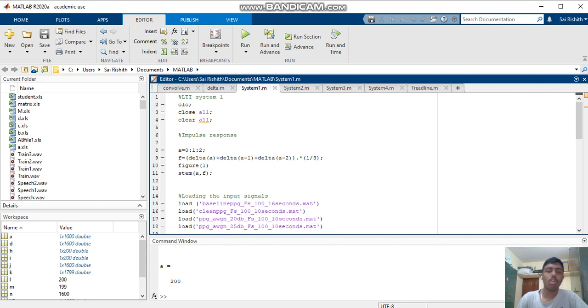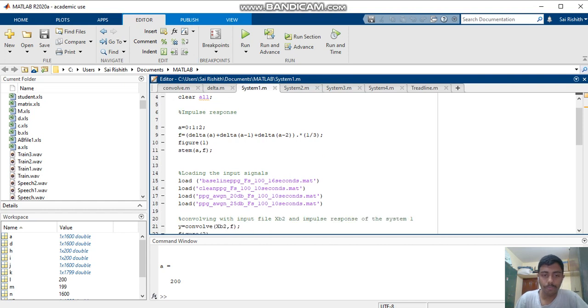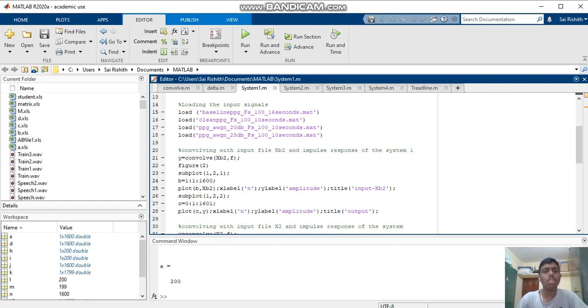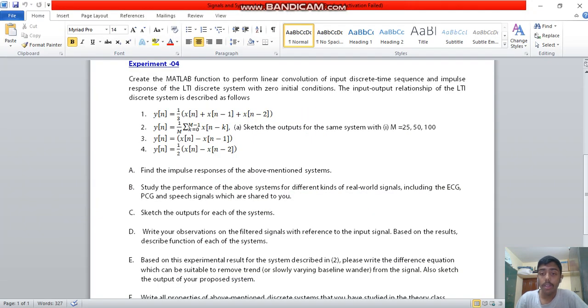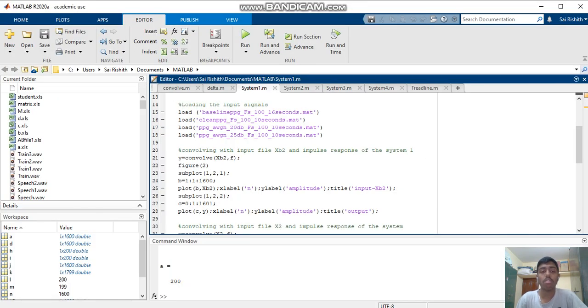Like this we can find it for the remaining three systems. And here I am loading the signals which were mentioned in the question, that is the ECG, PCG and speech signals. Those are the signals which are given to us, and I'm loading them. So these are the input signals.